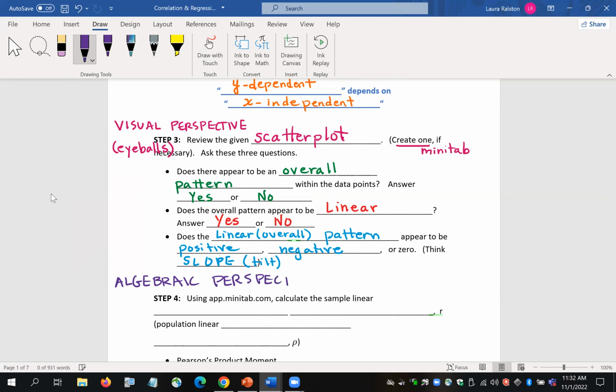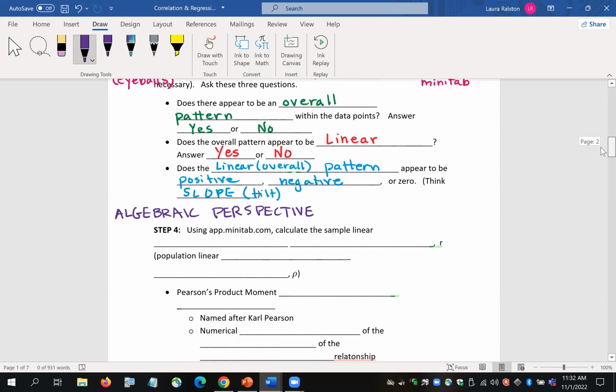And the algebraic perspective will leave no doubt. Once we calculate that value, all four of us would have the same value, and we would have to interpret it similarly. So if there is a discrepancy, the algebraic perspective is going to remove that doubt or that discrepancy.